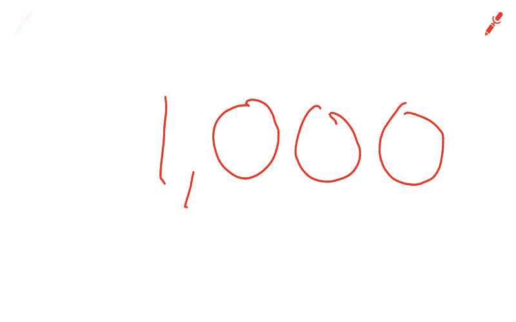1A says 1 year equals how many months? 1 year is 12 months. 1B says 1 kilogram is blank grams. 1 kilogram is 1,000 grams. 1C, 1 day equals how many hours? It will be 24. And 1D, 1 peck is how many quarts? 8.